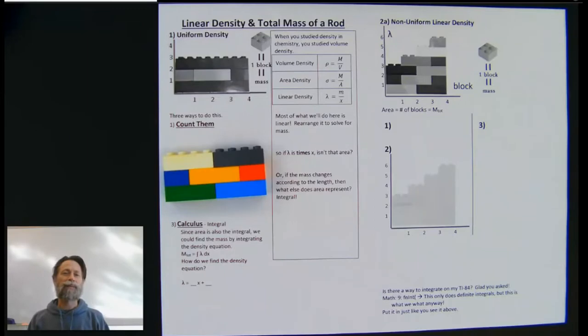Hello, today we're going to talk about linear density and the total mass of a rod. This is all part of our momentum chapter, and what we're working towards is the center of mass of an object. But the beginning of this is linear density, and I also hope that it helps a little bit with the calculus so that you can see some of the calculus behind this.